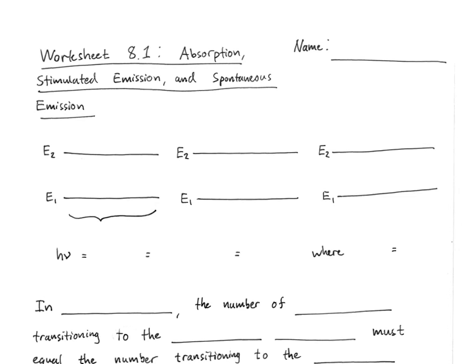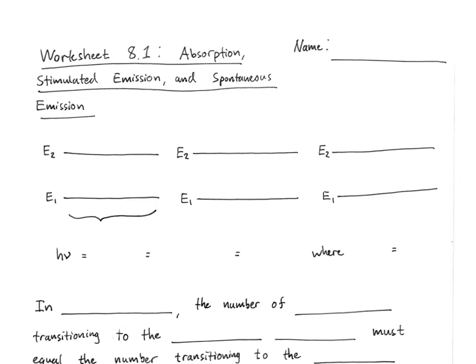Hi everyone, this is Worksheet 8.1, Absorption, Stimulated Emission, and Spontaneous Emission. In this video we're going to spend a little more time talking about the interaction between a quantum system that has energy levels and electromagnetic radiation. In particular we're going to look in a little more detail at Einstein's theory of photons as well as Planck's explanation for black body radiation.